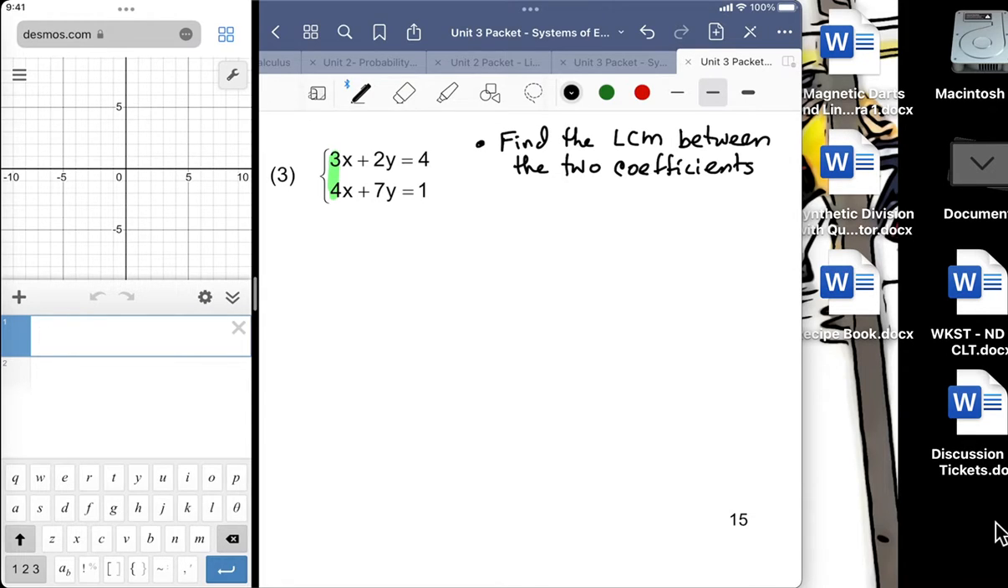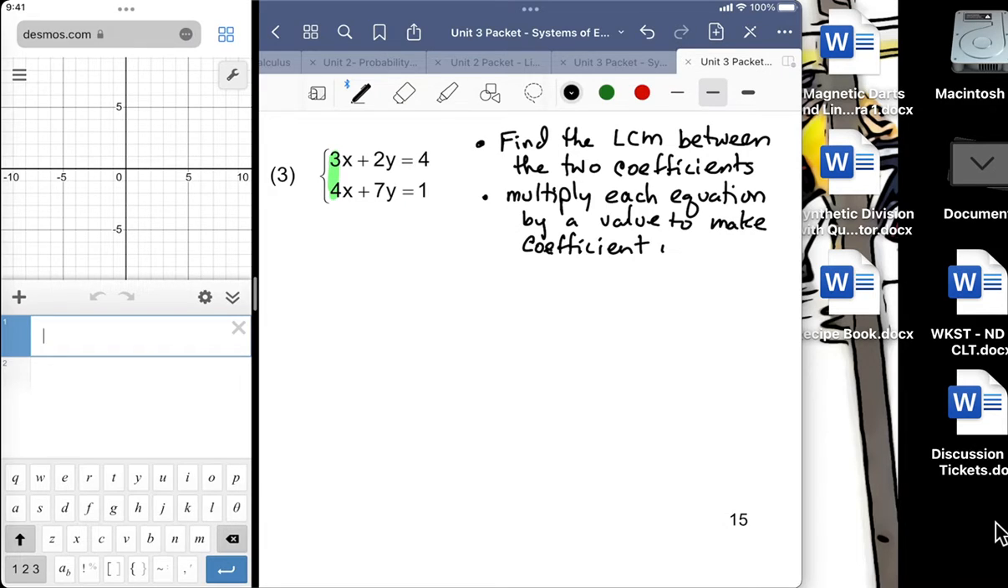Remember, LCM, same idea as least common denominator, LCD. The exception being that it's not necessarily a denominator. As you can see here, these aren't fractions. Multiply each equation by a value to make your coefficient into the LCM.